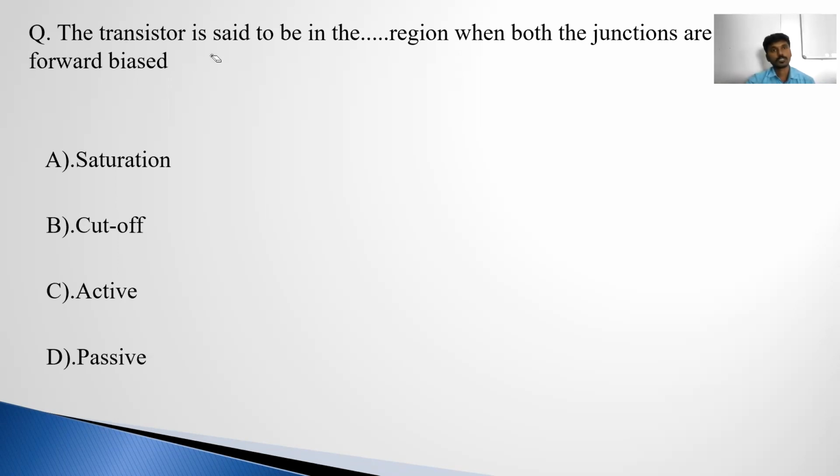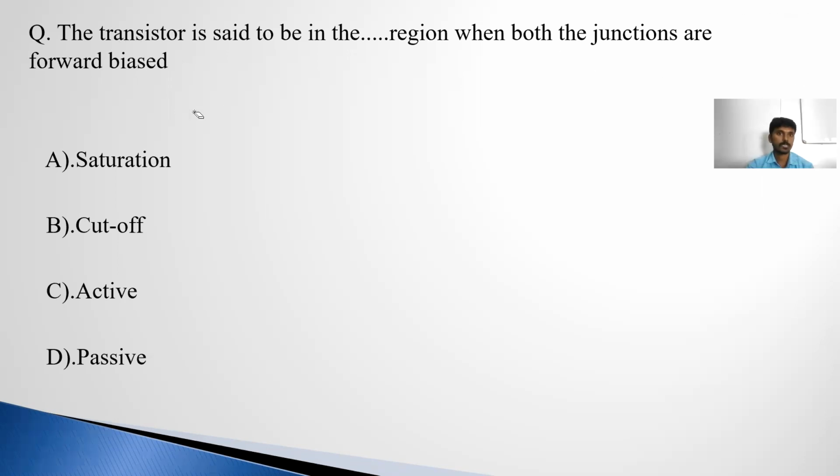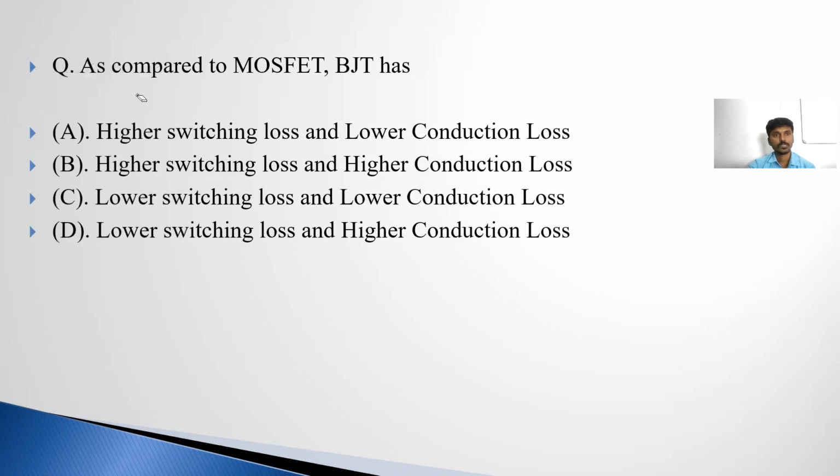Okay, next question. The transistor is said to be in the dash region when both junctions are dash forward. When both junctions are forward biased. A transistor generally has two junctions. Clear? When both junctions are forward biased, it is in a conducting mode. That means saturation mode. Clear? Saturation mode.